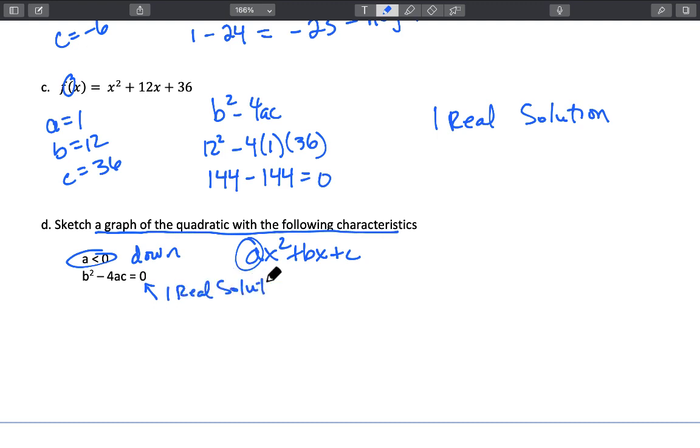All right, so a possible graph for this could be, if this were your x-axis and this were your y-axis. We'll just get those nice and straight. We have a parabola that opens down and touches the x-axis in one point. So this could be a possible graph of that quadratic equation with those given characteristics.